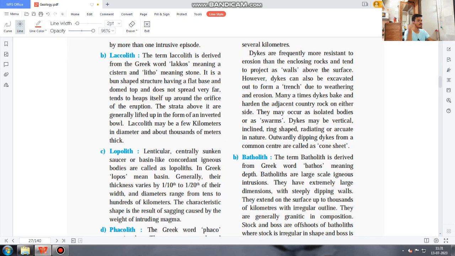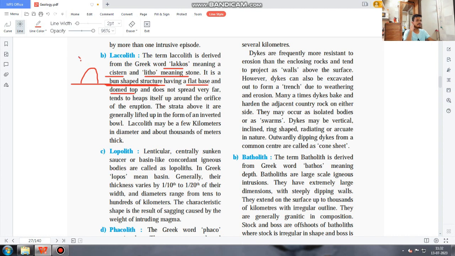Next we come to laccolith. What is laccolith? It comes from the Greek words lakkos meaning cistern and lithos meaning stone. It is a bun shaped structure. This is important. Bun shaped structure having a flat base. It is something like this.